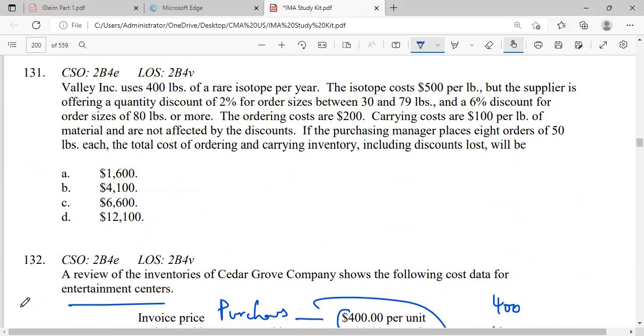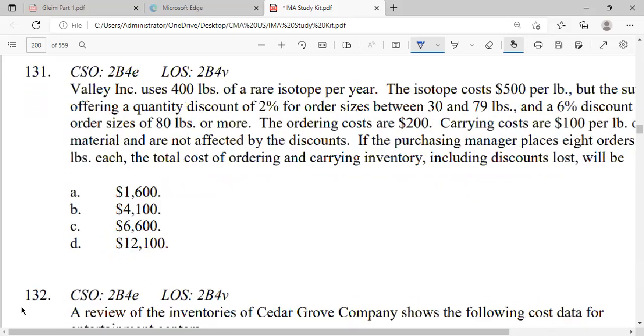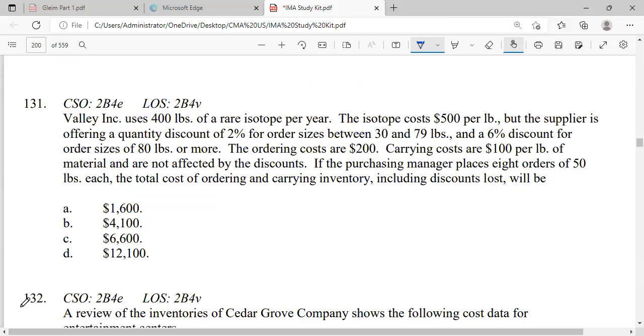Now, moving ahead a bit more. I guess this is also cost of ordering, carrying inventory, right? Yes. Now, if the purchasing manager places 8 orders of 50 pounds each, the cost of ordering and carrying inventory, including the discount lost, what would be the cost of ordering and carrying inventory? Did they also ask the purchasing cost? No, they did not ask the purchasing cost in the question. Now, let us read the question.